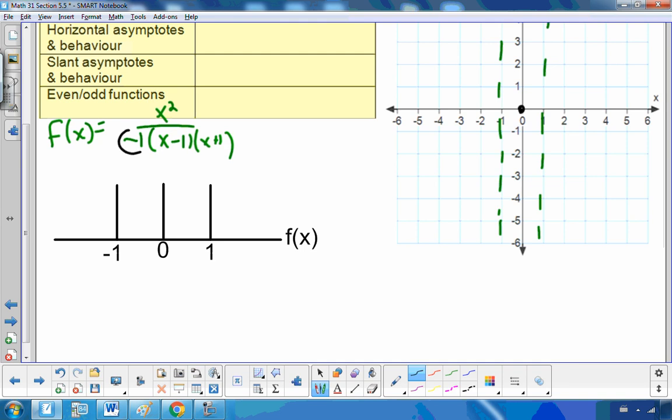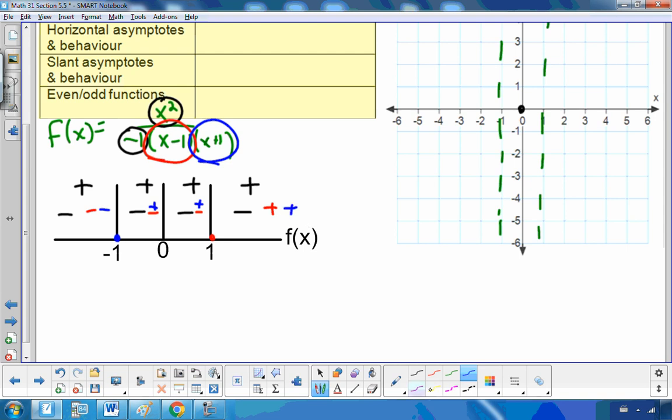Looking at this function, I see that this is a negative 1, so it will be negative in each of the intervals. And x squared will always be positive in each of the intervals because squaring a number makes it positive. So I really only have to focus on these factors. x minus 1 is 0 here, so to the left it's negative, and to the right it's positive. And then x plus 1 is 0 there, so to the left it's negative, and to the right it is positive.